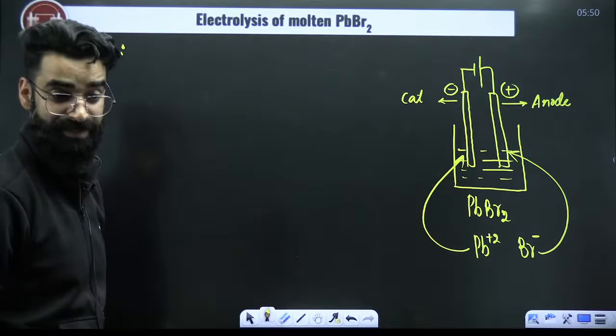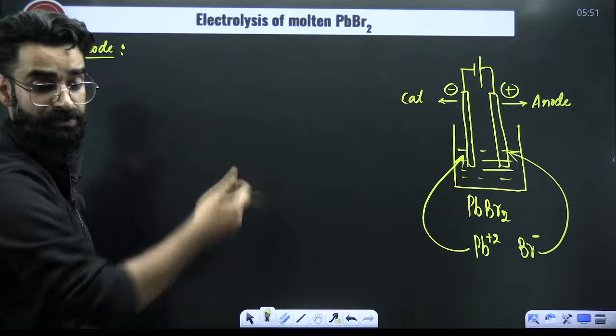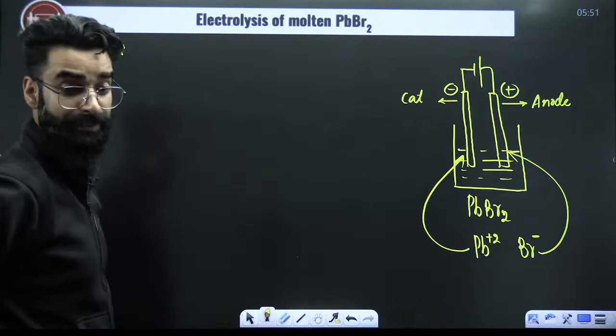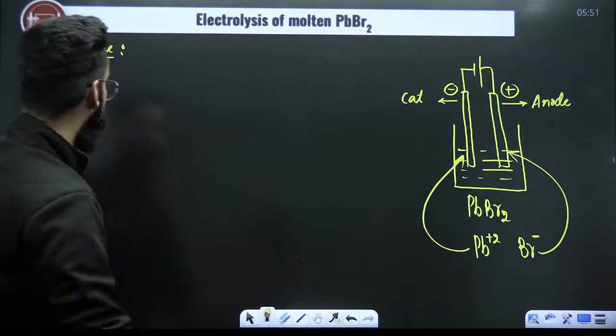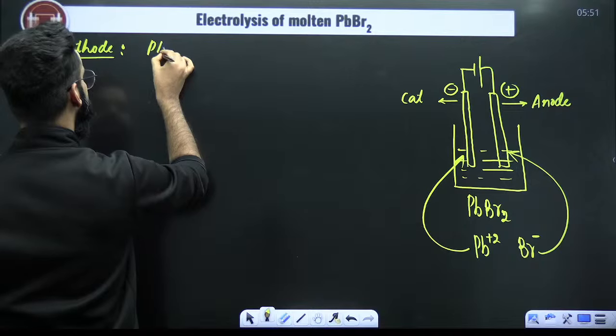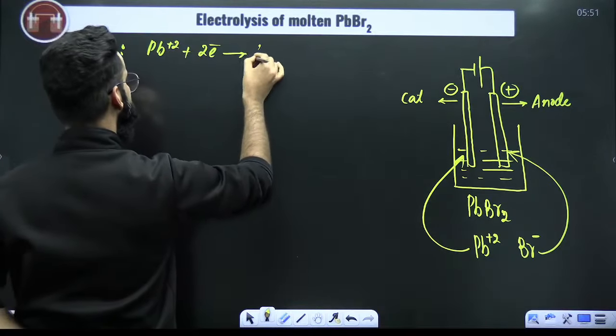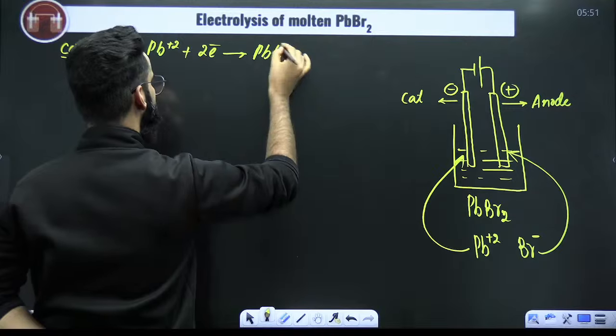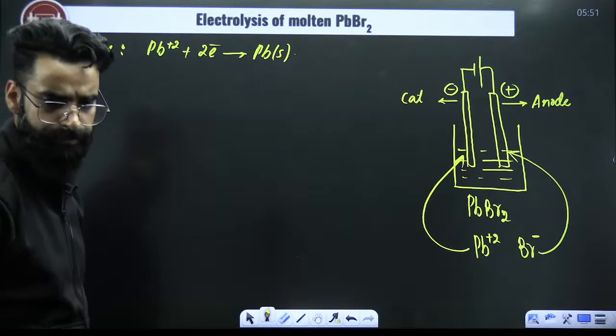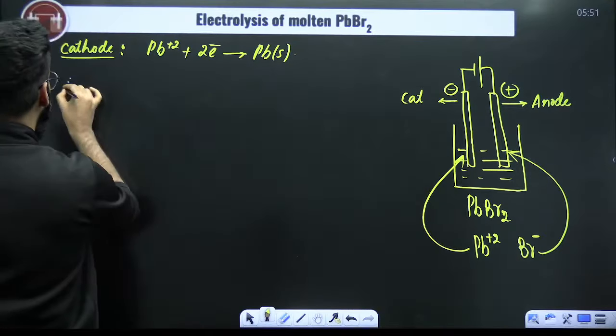At cathode, reduction takes place. And at cathode, Pb²⁺ is going. So Pb²⁺ will go to the cathode and undergo reduction, right? So what has to be the reaction? The reaction has to be Pb²⁺ will undergo reduction, will gain 2 electrons and will get converted into Pb solid, right? Similarly, what is happening at anode?